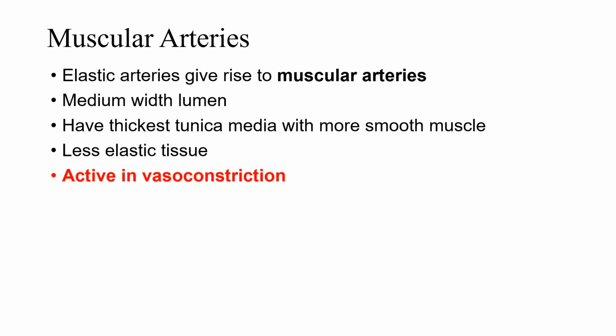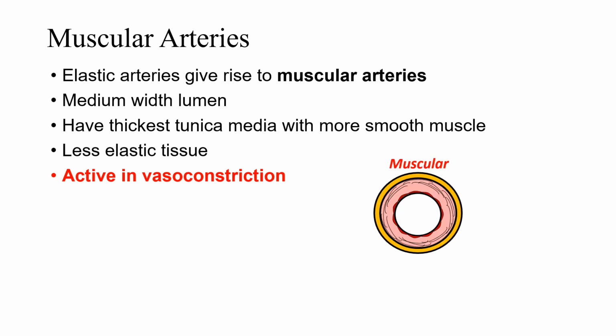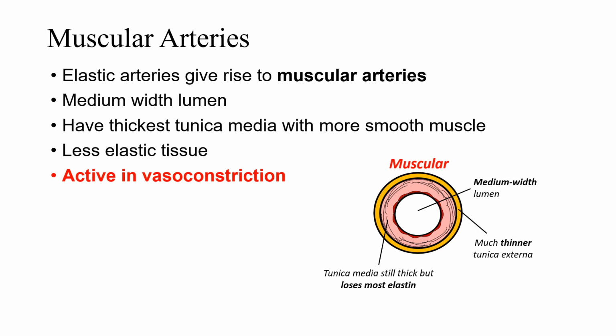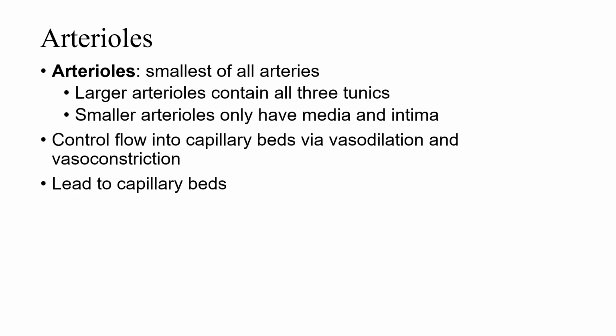These have a medium width lumen, so we're sort of squeezing the blood down, have the thickest tunica media, but also have lots of smooth muscle. And this is also where vasoconstriction and vasodilation are taking place, but you have less elastic tissue in this layer. So when you look at it in cross-section, the lumen is starting to become somewhat medium, but your tunica media is thick. And unlike in the elastic arteries, now you've lost that elastic protein, elastin.